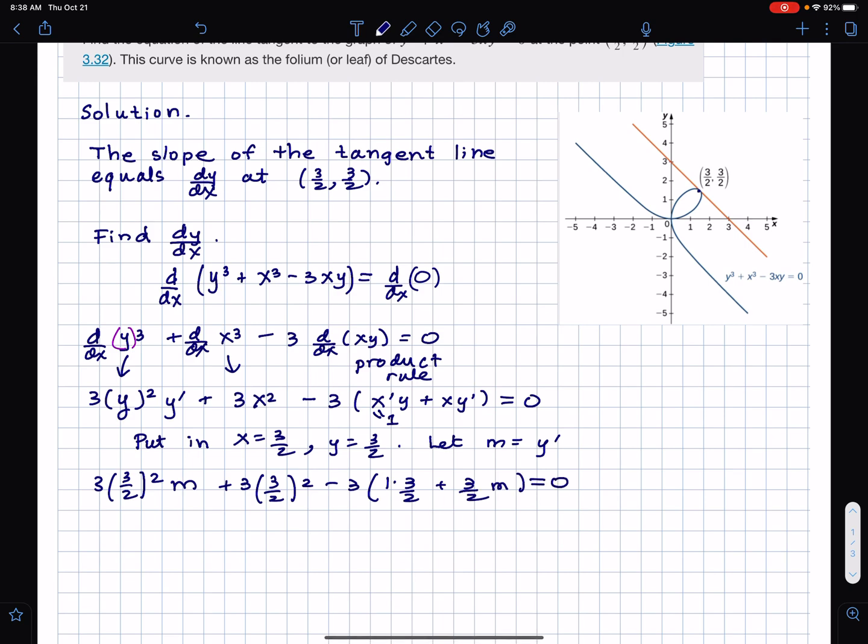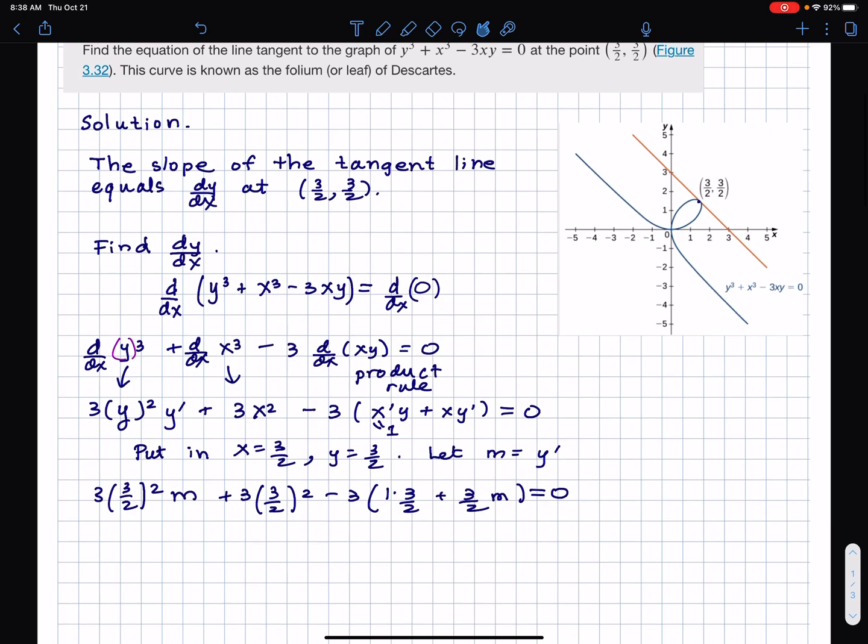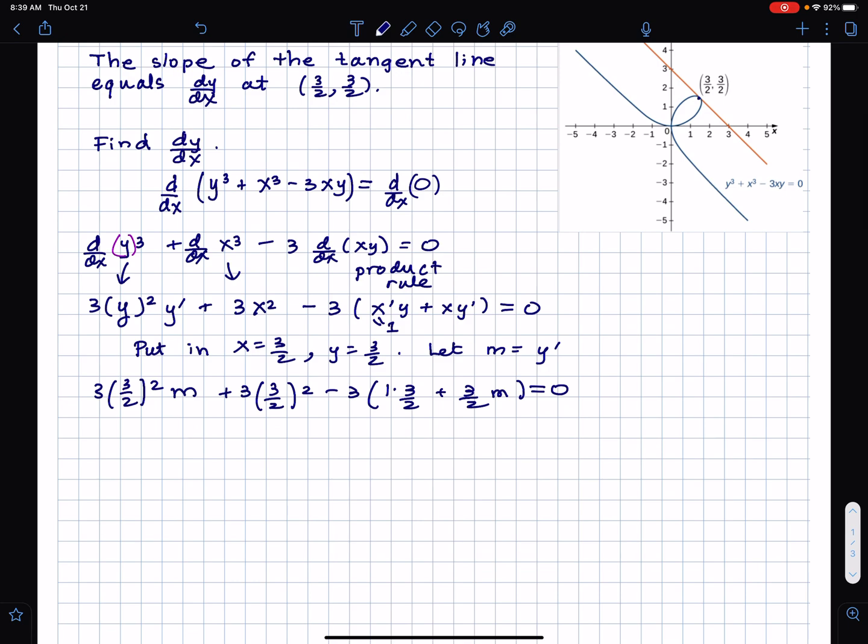I did that a little bit quickly, but wherever I see y, I put in 3/2. Wherever I see x, I put in 3/2. Wherever I see y prime, I put m. So this becomes 3 times 9/4 m plus 3 times 9/4 minus... actually I should distribute that. So minus 3 times 3/2, which makes 9/2, minus 3 times 3/2 makes another minus 9/2 m equals 0.